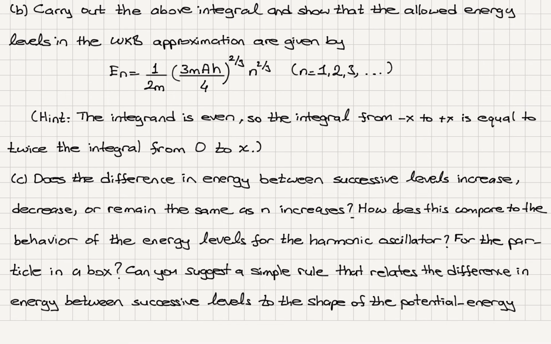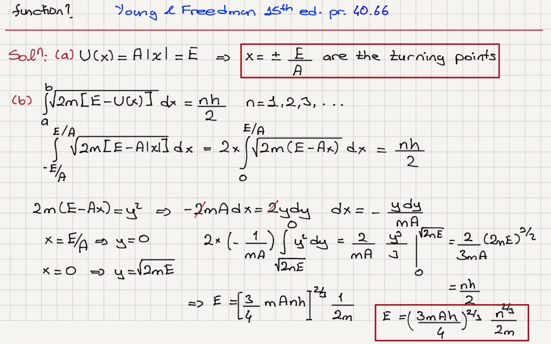Part C. Does the difference in energy between successive levels increase, decrease, or remain the same as n increases? How does this compare to the behavior of the energy levels for the harmonic oscillator? For the particle in a box, can you suggest a simple rule that relates the difference in energy between successive levels to the shape of the potential energy function?